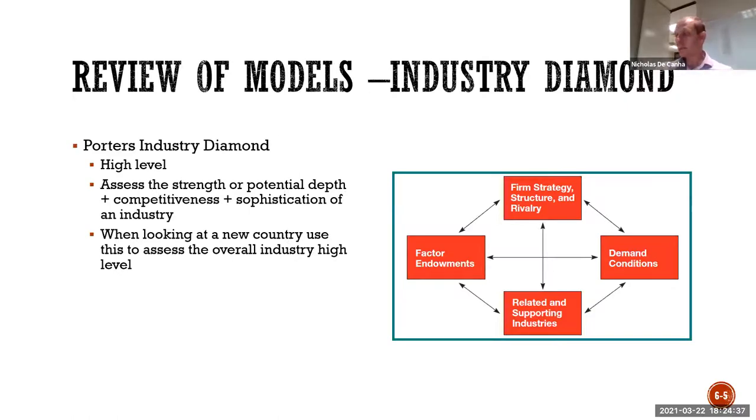There is a common element between the two, and that common element is firm strategy and structure and rivalry. And that does feed in a lot to firm profitability. But in and of itself, this isn't the model that you really want to be looking for when you try to explain profitability. It is very much a model for when you ask how vibrant or sophisticated a market is going to be.